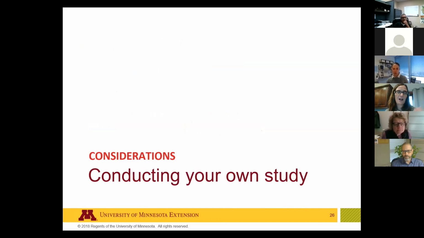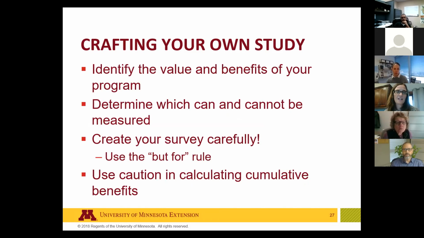And then I just wanted to throw in, I think Rebecca did a great job with this too, but Scott, if you want to go to the next one. If you're thinking about crafting your own study, here are a couple of things you might want to keep in mind. First, you really need to spend some time identifying the value and benefits of your program. Scott and Rebecca both talked about that ripple effect mapping and figuring out what are the potential things that you could be impacting and what are those that you want to measure. And then determining what can and cannot be measured.